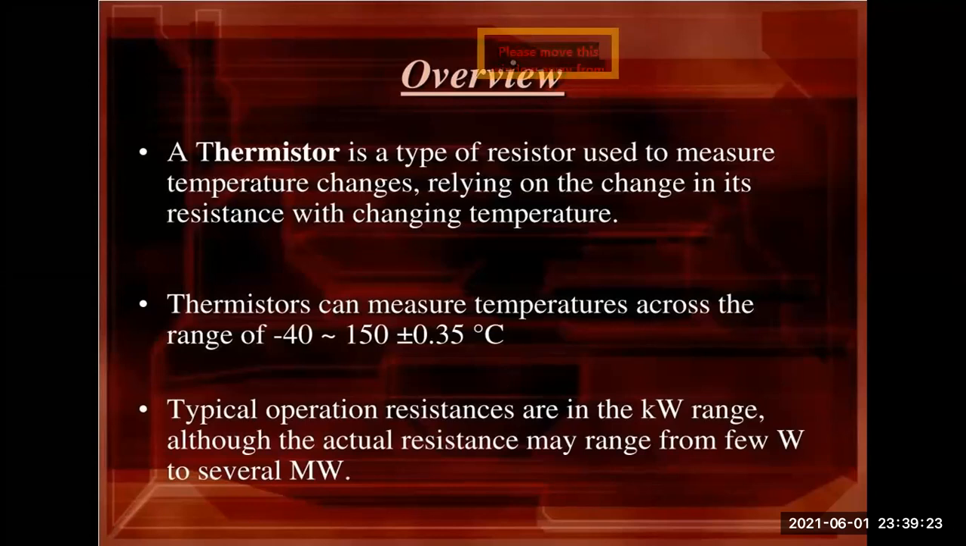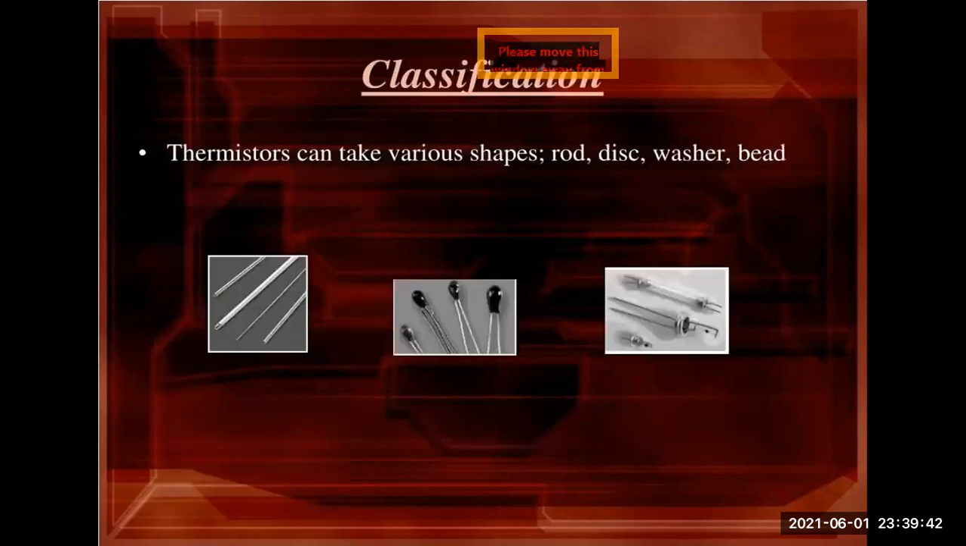Thermistors can measure temperature across the range of -40 to 150 degrees Celsius, right? Now, for the different classifications, we first deal with how a thermistor looks generally. Thermistors can take any shape: it may be in rod shape, as you can see in this diagram, or disc shape, or bead, right?